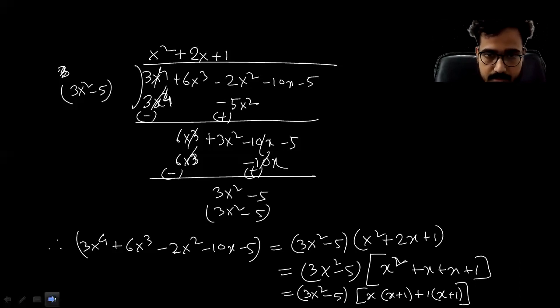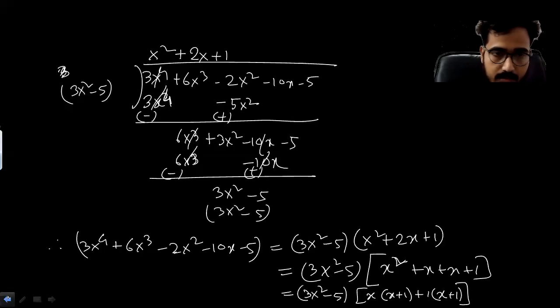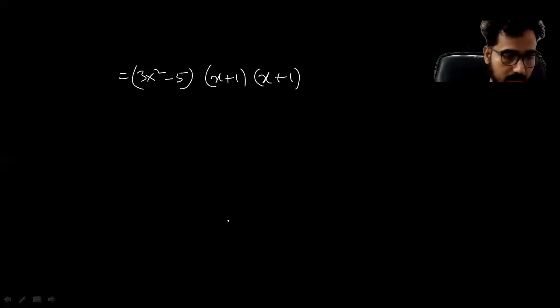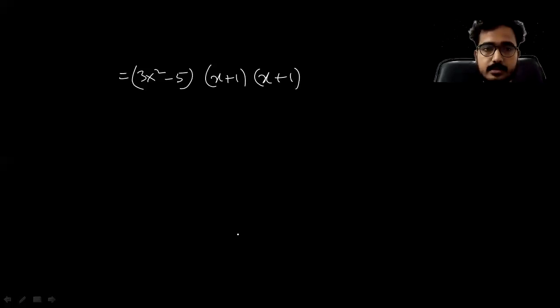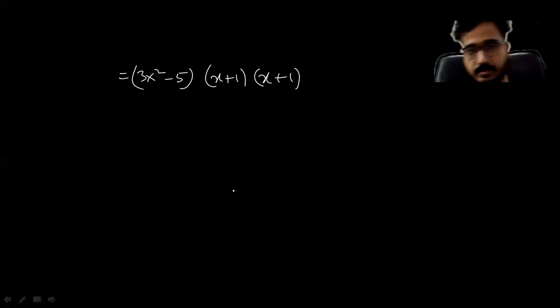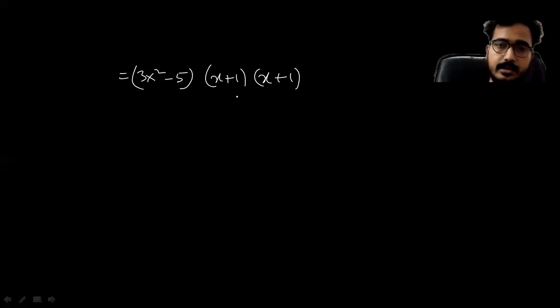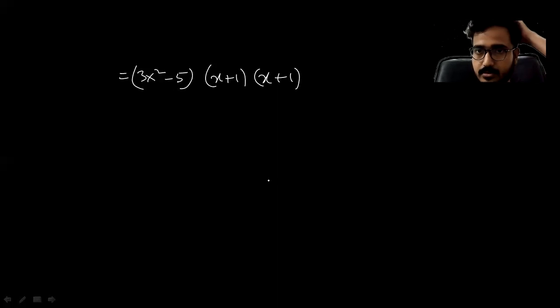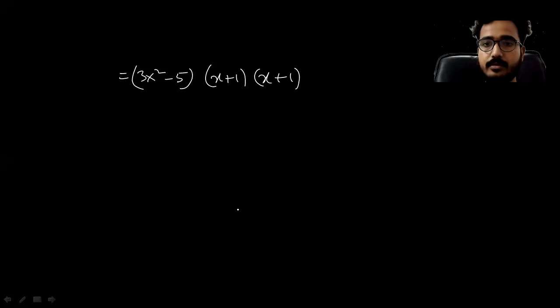Now see this one, it will be your 3x square minus 5. Then it will be x plus 1 into x plus 1. So now that means we have only known that 3x square minus 5 is a factor. So the other two factors are x plus 1 and x plus 1. Since x plus 1 and x plus 1 are factors, your roots will be minus 1 and minus 1 according to your factor theorem.